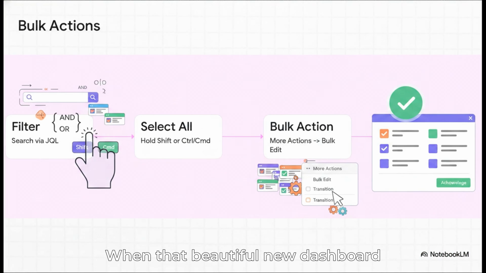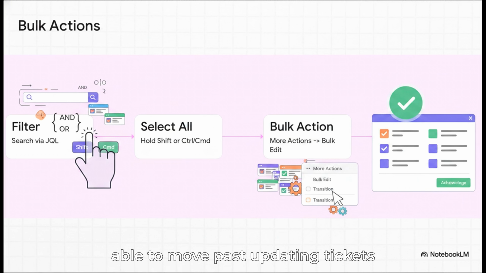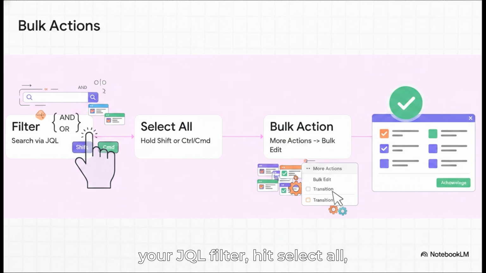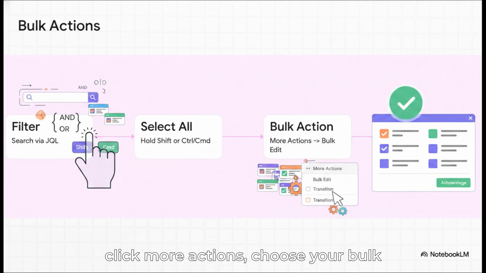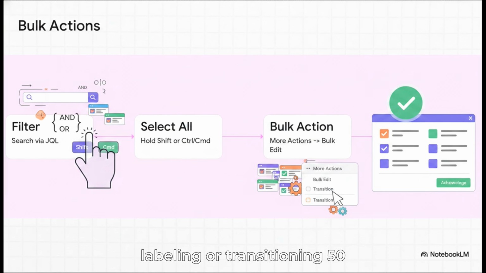Which leads us perfectly into number 4, bulk operations in seconds. When that beautiful new dashboard inevitably highlights a massive backlog, you have to be able to move past updating tickets one by one. Here's your brand new 30-second workflow. Run your JQL filter, hit Select All, click More Actions, choose your bulk edit or transition, and just confirm. Suddenly, assigning, labeling, or transitioning 50 tickets, a cleanup task that used to take hours, takes well under a minute.